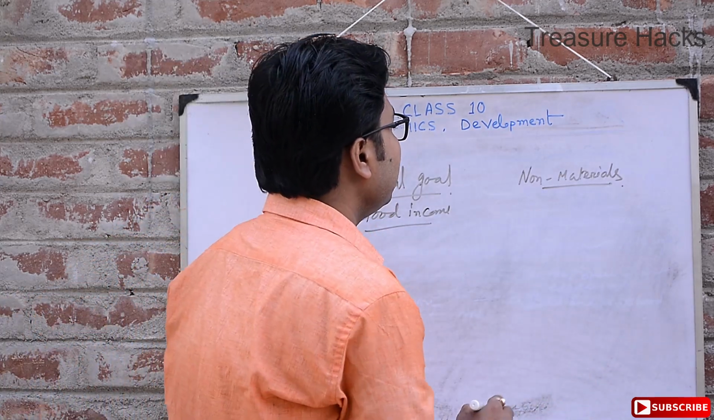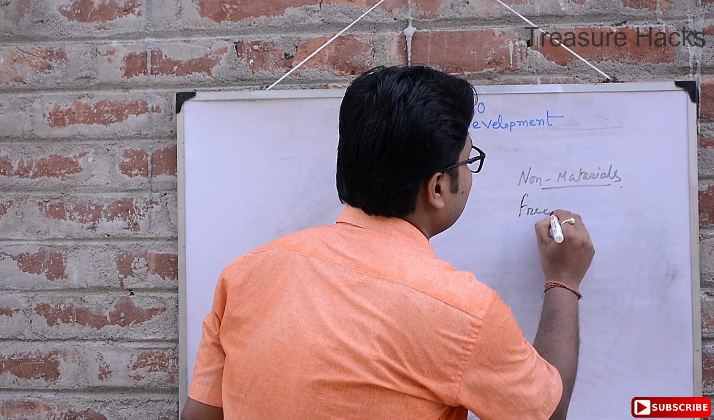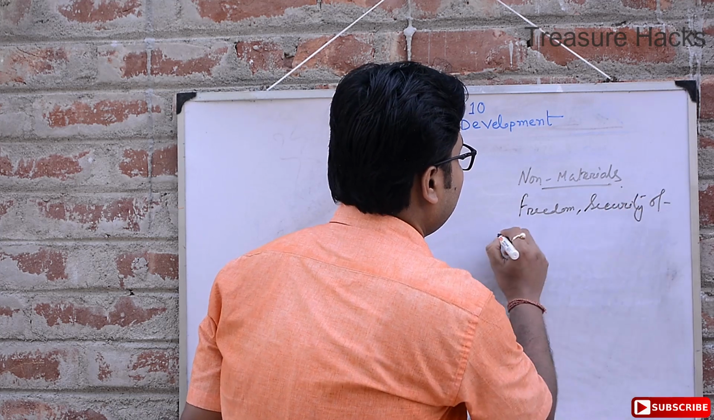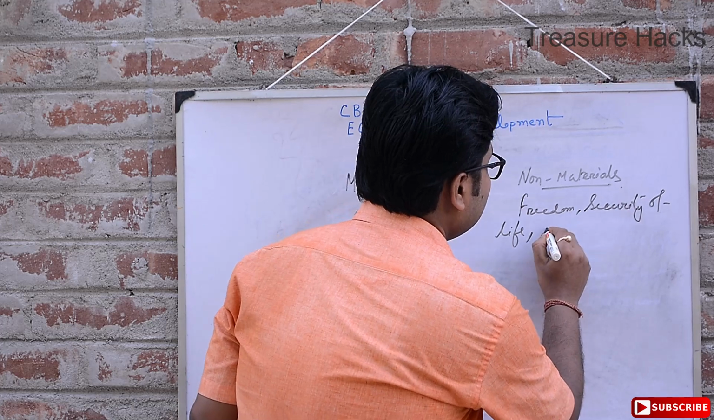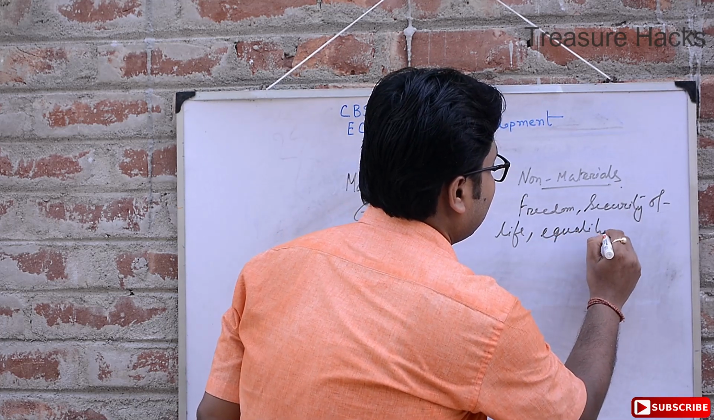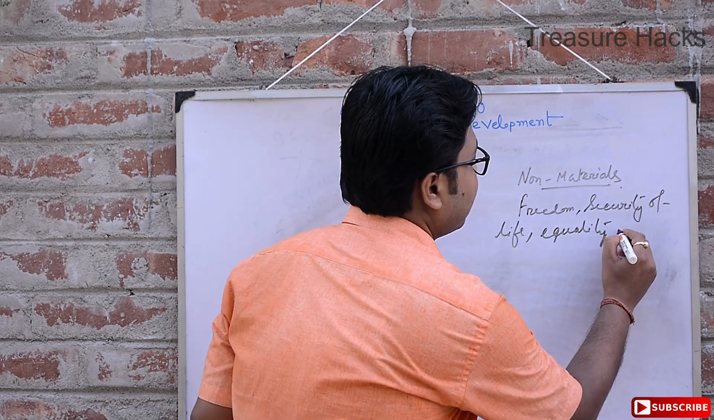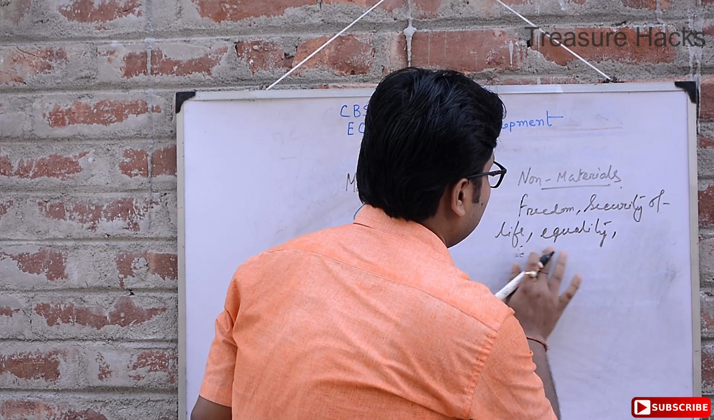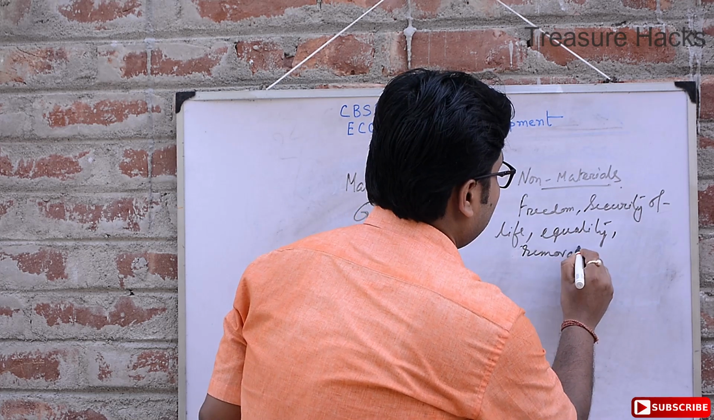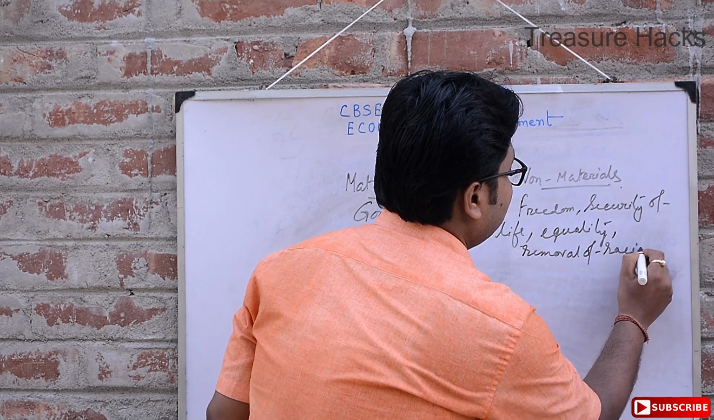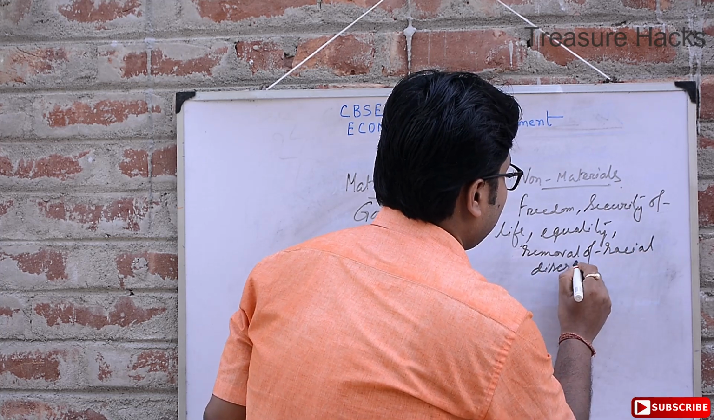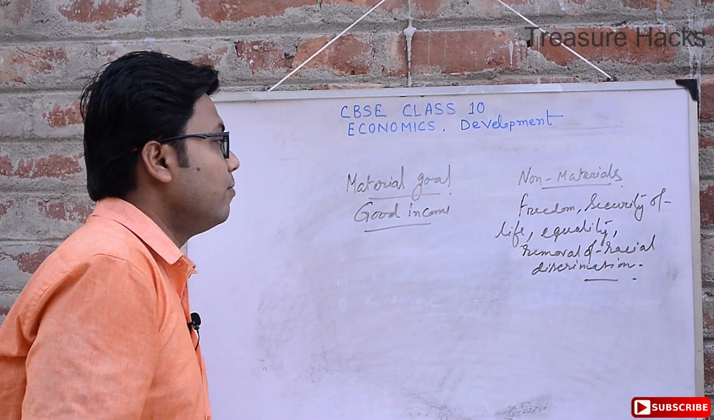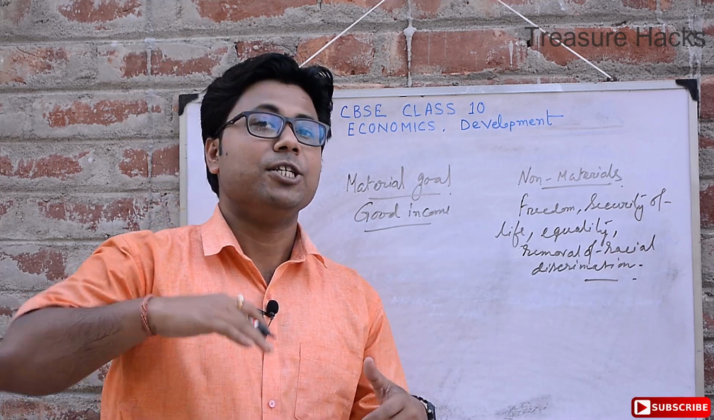And among the non-material goals, there are freedom, security of life, equality or equal status, and removal of racial discrimination. So these are the two kinds of goal for each one of us, albeit in a different way.